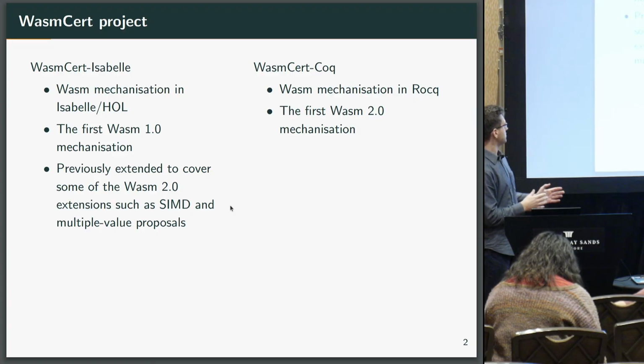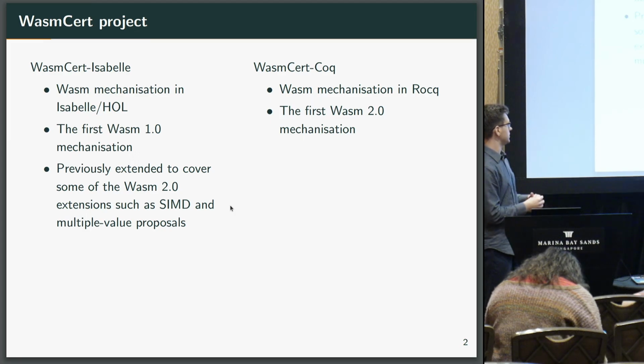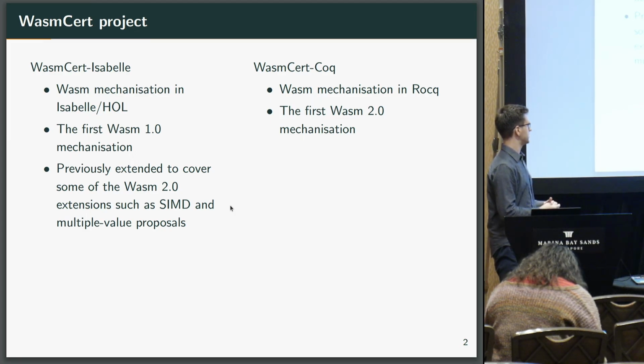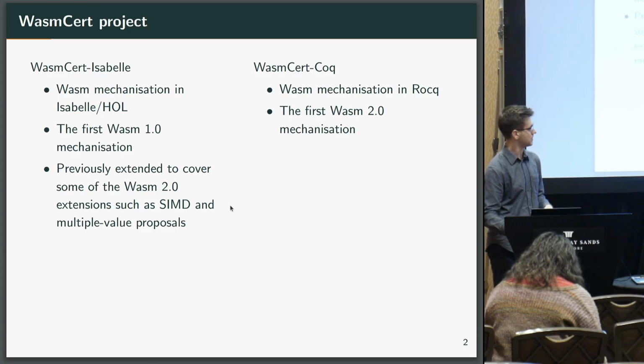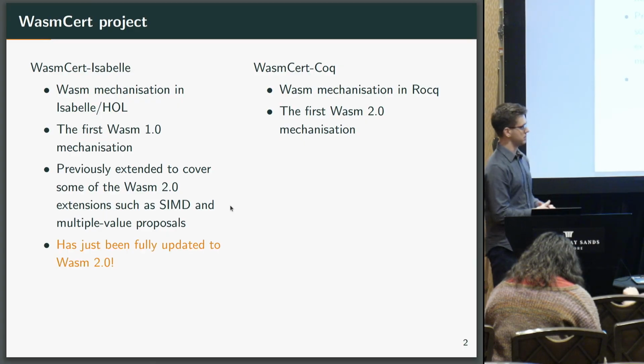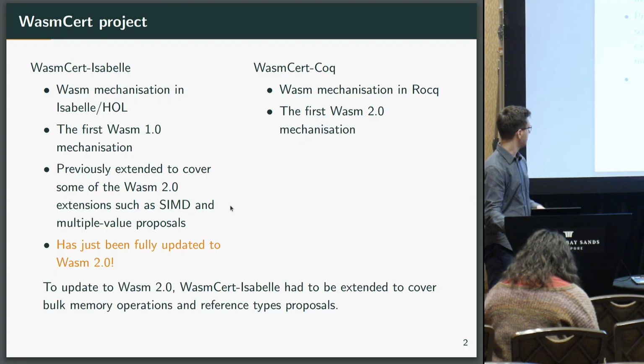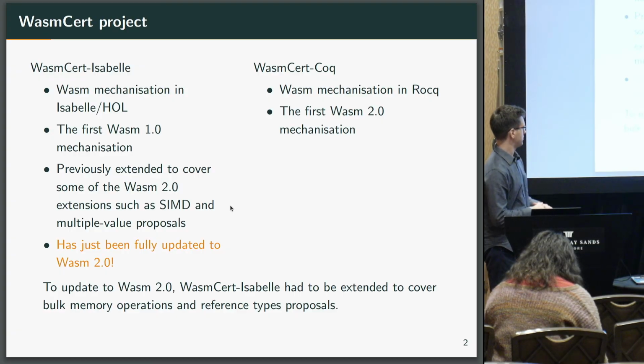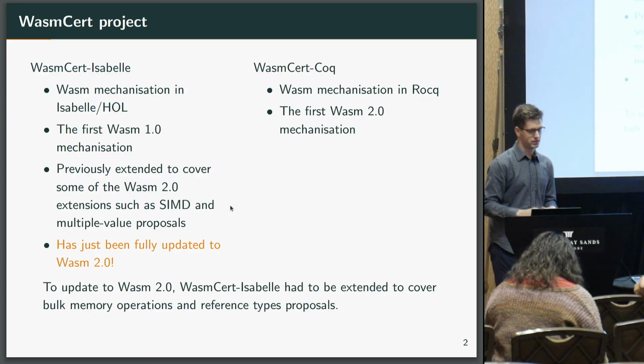Still, WasmCert-Isabelle has been previously extended to cover some of the extensions of Wasm 2.0, such as SIMD and multiple value proposals. And now it has just been fully updated to Wasm 2.0, which is the topic of this talk. And the main tasks to update to Wasm 2.0 were to extend WasmCert-Isabelle to cover the bulk memory operations and reference types proposals.